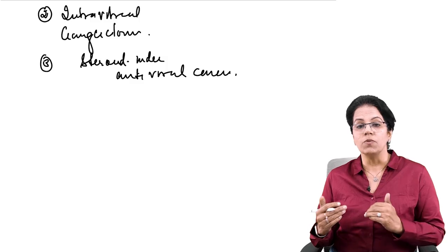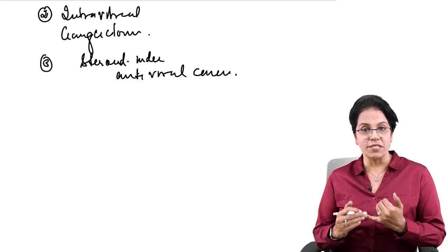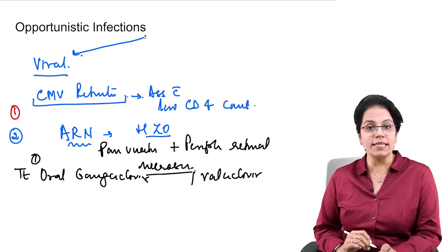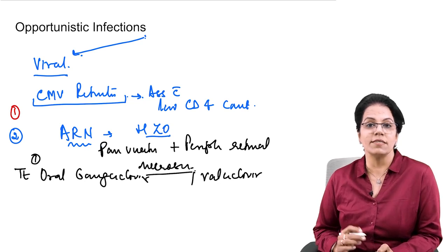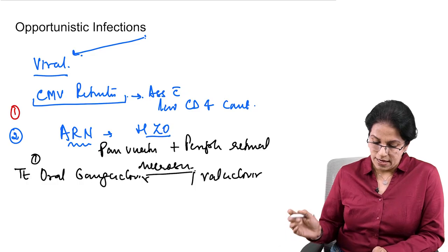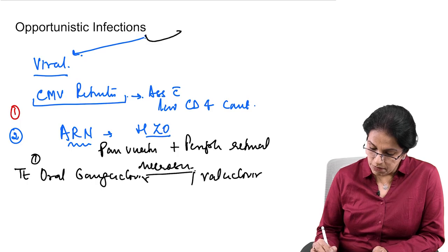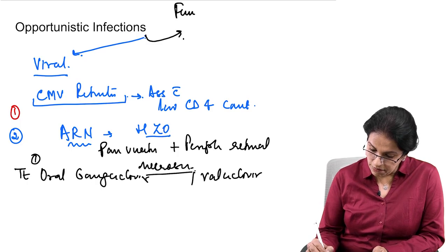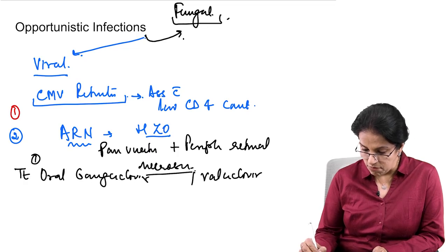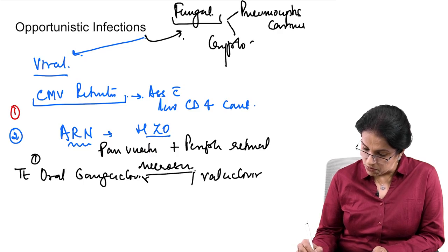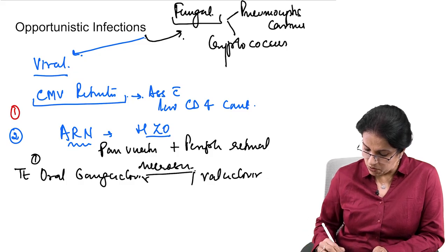So, this was about the two viral manifestations, opportunist infection. One is CMV and second is acute retinal necrosis, which presents as pan-uveitis with peripheral retinal necrosis. What is the next opportunist we can learn? Fungal infections. In fungal infections, note down, one is Pneumocystis carinii, and second is Cryptococcus. In both cases, it is mainly causing choroiditis.